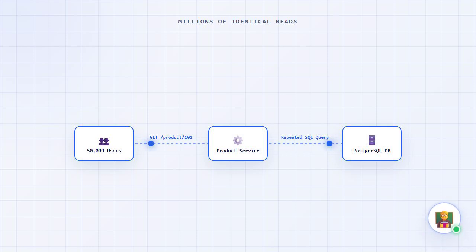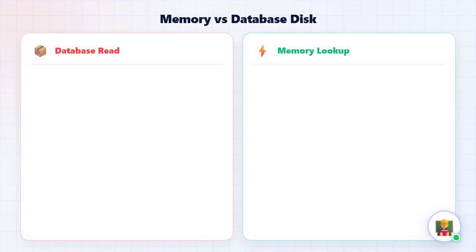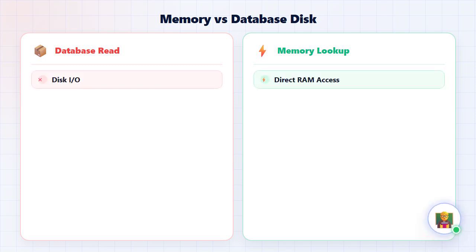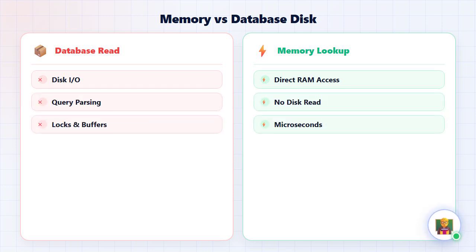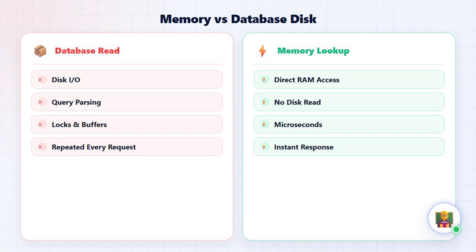So why isn't the application remembering yesterday's answer? The real bottleneck isn't computing the answer. It's fetching the same answer from disk again and again. Reading from RAM takes microseconds. Reading from disk is thousands of times slower. What if the application could keep frequently used data in memory instead of asking PostgreSQL every single time?